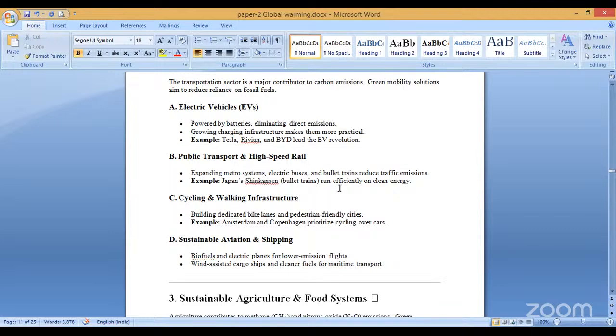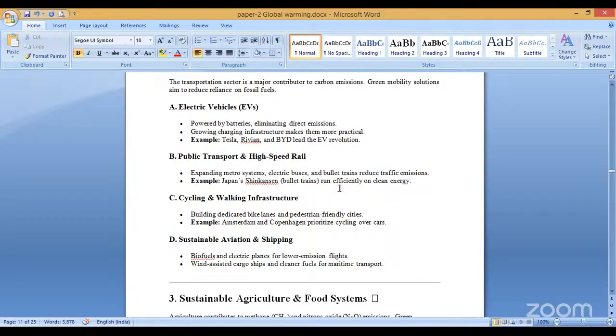Cycling and walking infrastructure means building dedicated bike lanes and pedestrian-friendly cities. For example, American corporations promote cycling over cars. These are two important options that provide good energy and a good amount of oxygen intake when we are walking or cycling. It is a good exercise for your body also. For small distances, we can prefer cycling or walking. That is the best way to control emissions as well as promote our health.